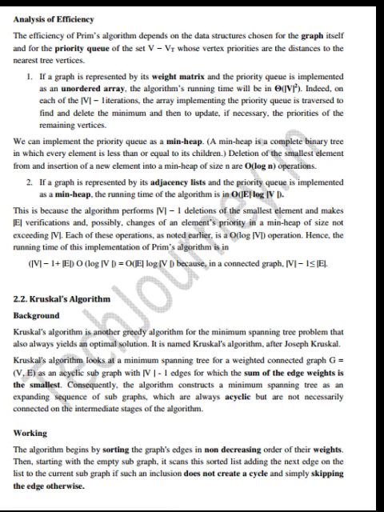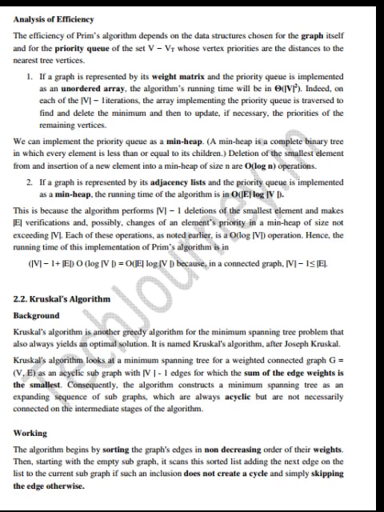First, if the graph is represented by its weight matrix and the priority queue is implemented as an unordered array, the algorithm's running time will be in theta of |V| squared. Indeed, on each of the |V| iterations, the array implementing the priority queue is traversed to find and delete the minimum and then to update, if necessary, the priorities of the remaining vertices.